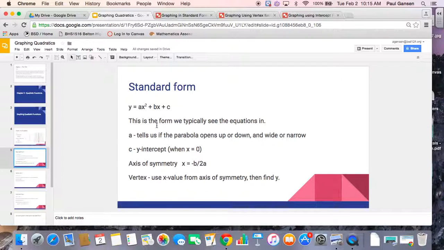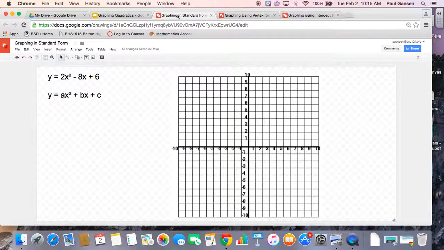Let's go and take a look at an example for this, and we'll show you what it's going to look like. So here we have this function here in standard form, y equals x squared minus 8x plus c. And with this, let me get something to draw with, maybe.